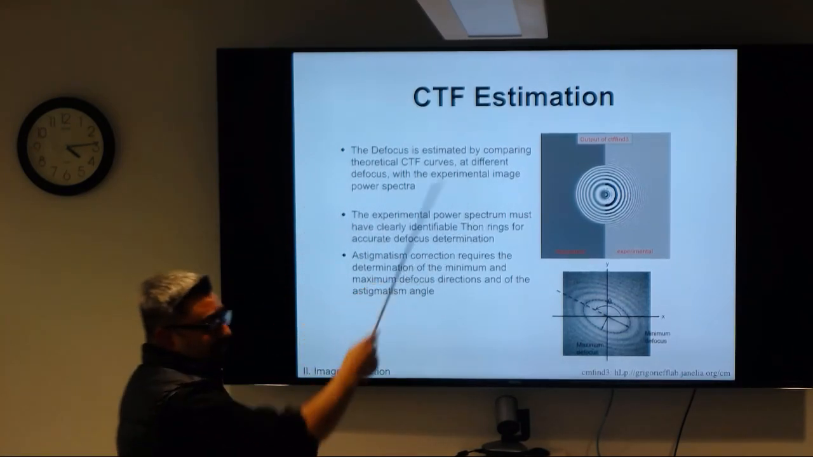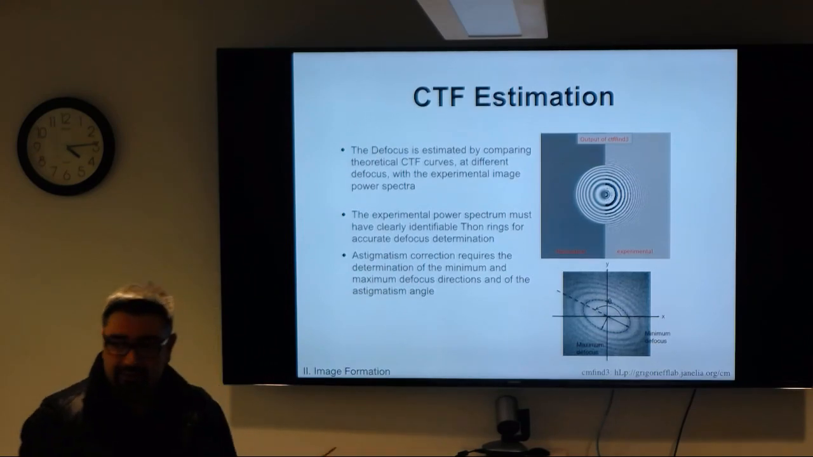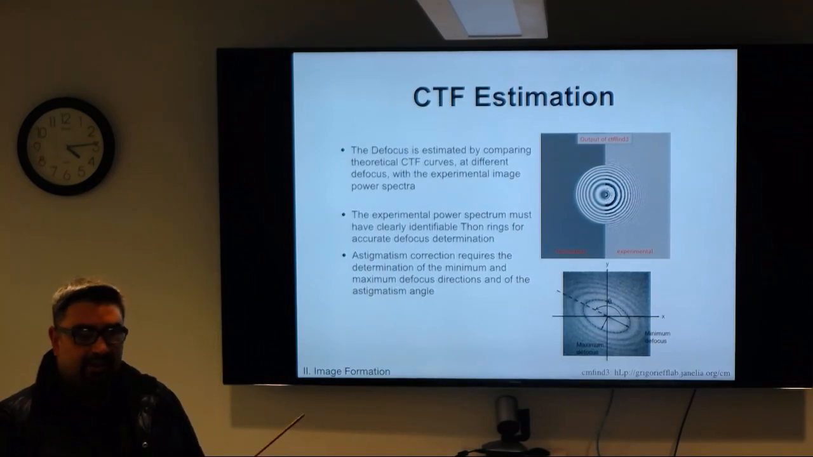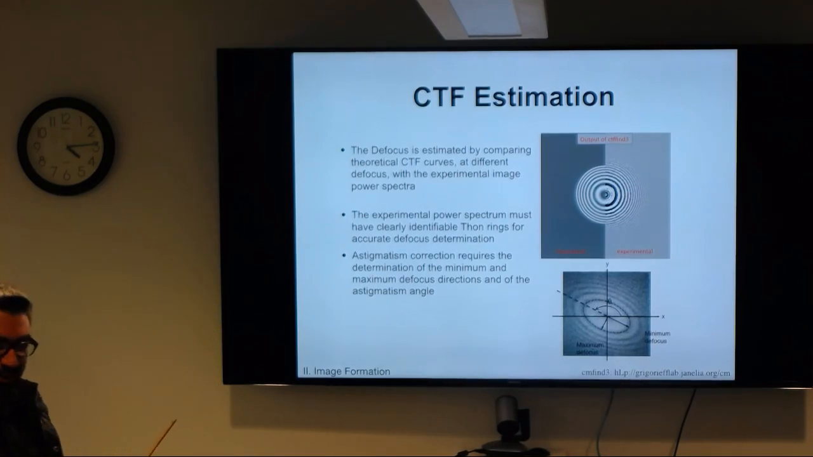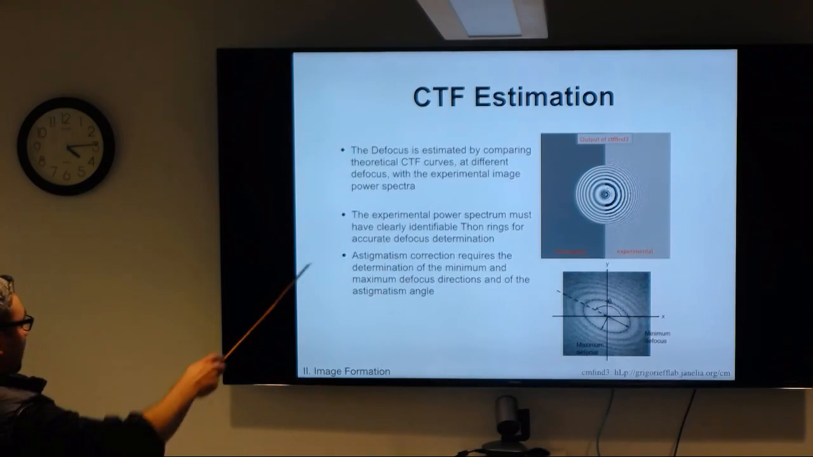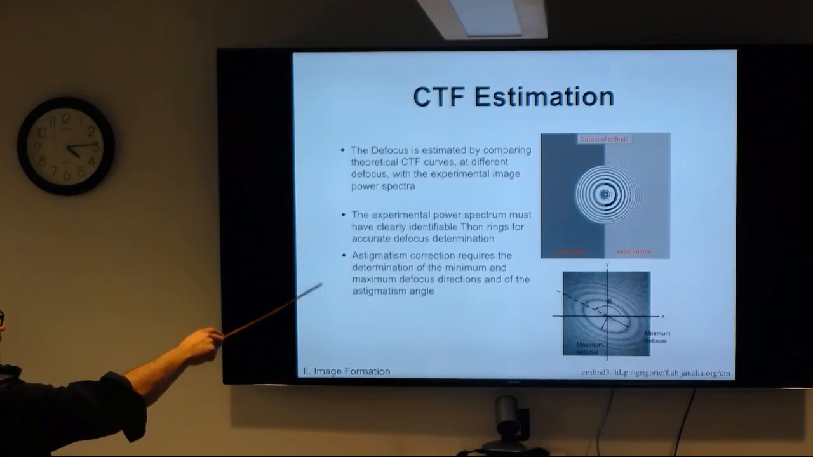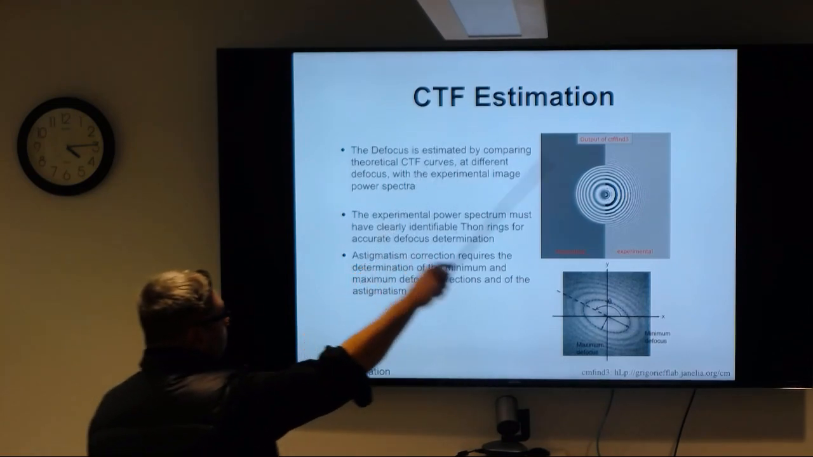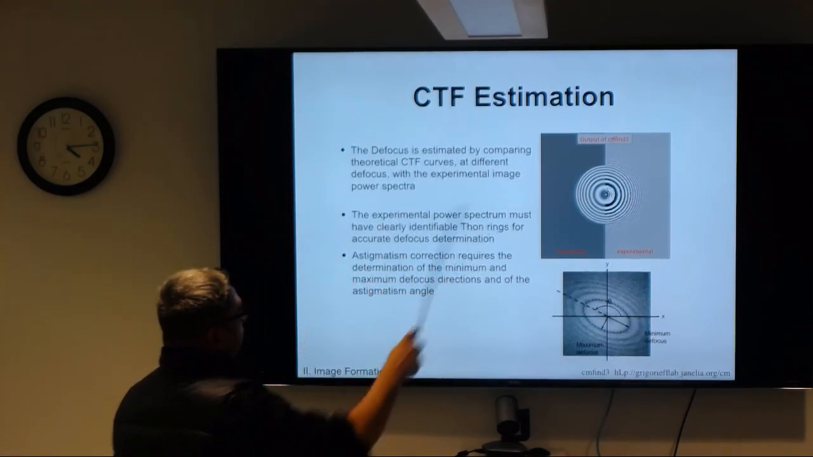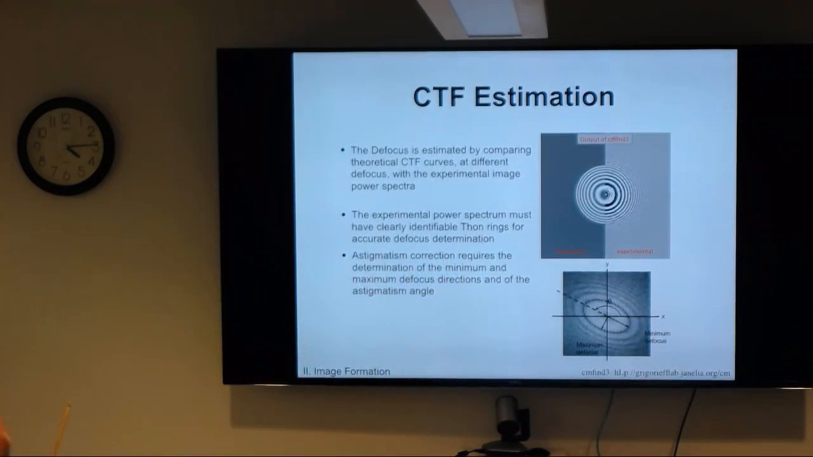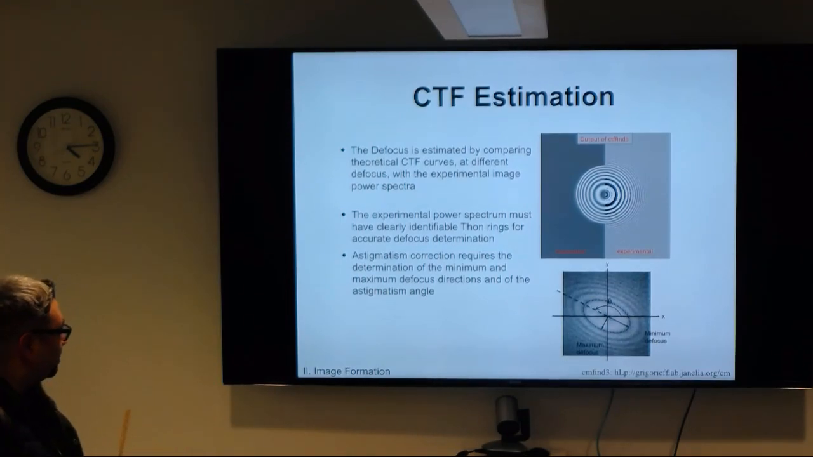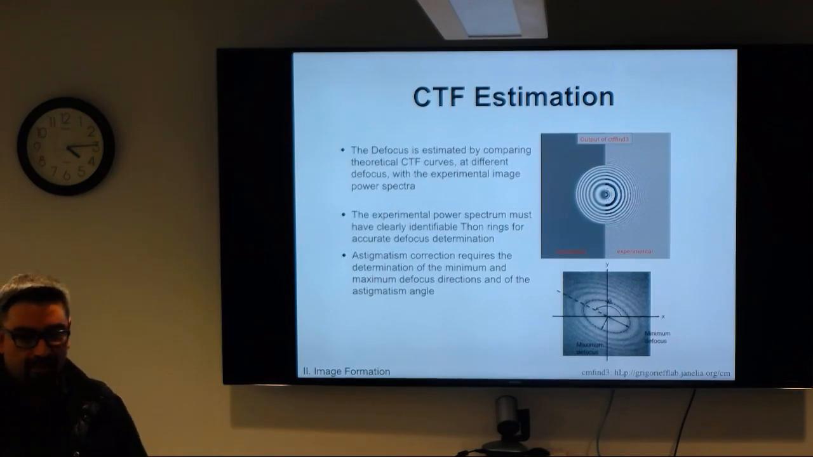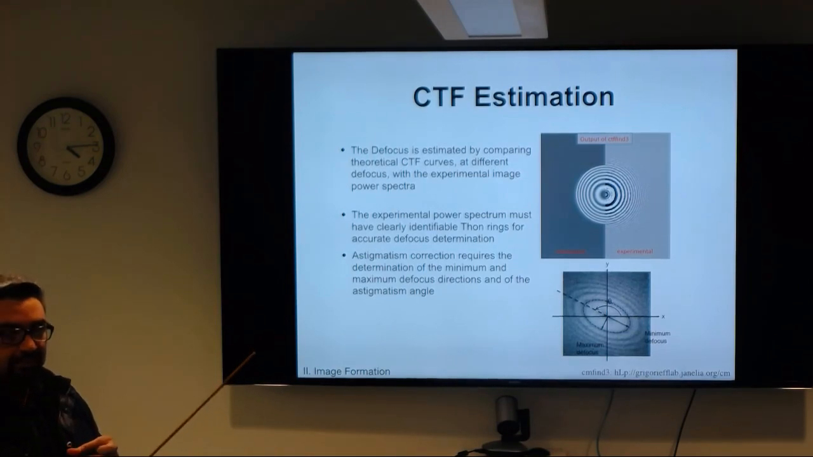So this is CTFFIND. There's a handful of software that you can use to estimate your CTF. Normally we do that as we collect our data. And so the experimental power spectrum must have clearly identifiable Thon rings, right? For the accurate determination of your defocus. So this is what Bill was talking about, but now looking at an actual 2D power spectrum.